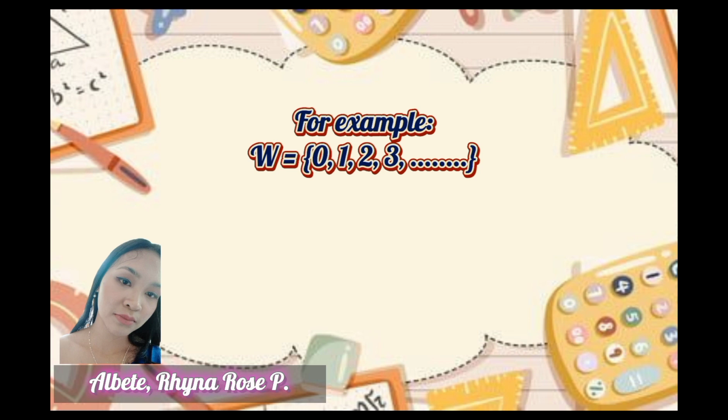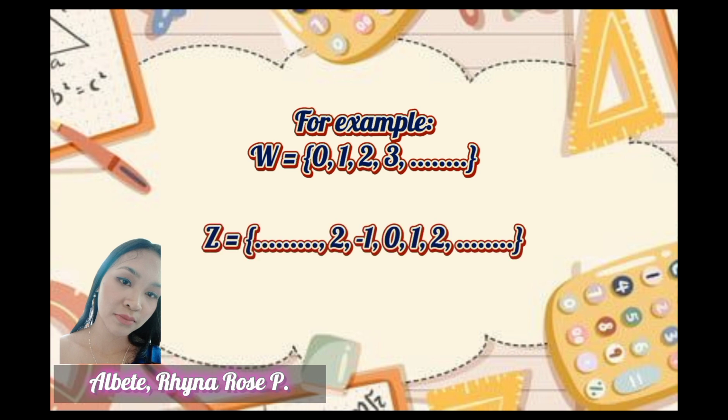Another example, Z = {..., -2, -1, 0, 1, 2, ...}. It is the set of all integers, an infinite set, as the elements are not countable. The elements of an infinite set are represented by dots, as the dots represent the infinity of the set.